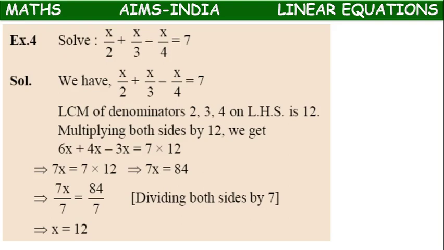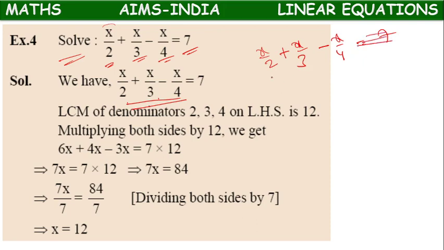Next. Fourth one. Solve x by 2 plus x by 3 minus x by 4 equals 7. We have to simplify this. What they have given? x by 2 plus x by 3 minus x by 4 equals 7.